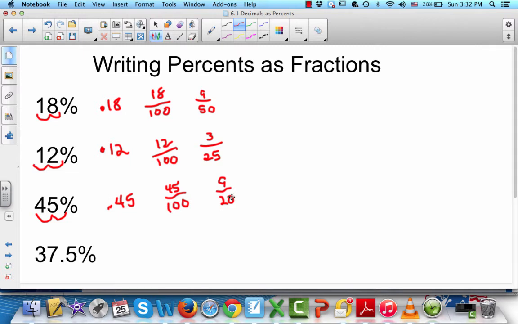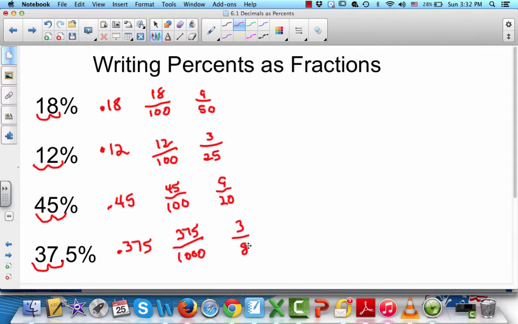And our last one down here is a little bit different because it has a decimal place in it. So I'm going to tell you what to do with this. First thing you do is move the decimal over 2 places, which gives you 0.375. Now this time you've got 3 decimal spots on this one, so you're going to have tenths, hundredths, thousandths. So you write 375/1000. Both these are divisible by 125, and that gives you 3/8.